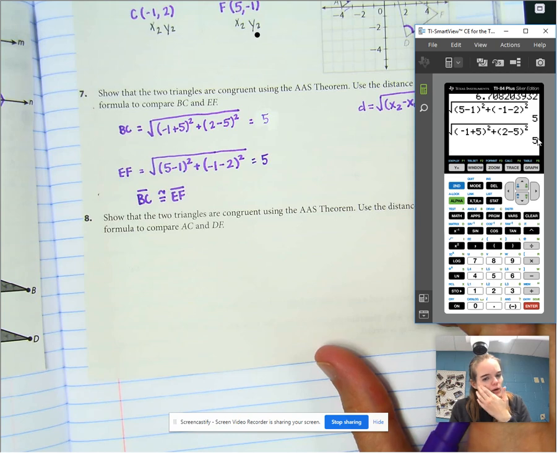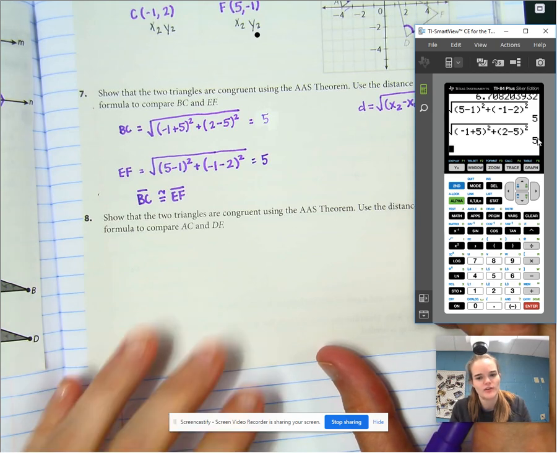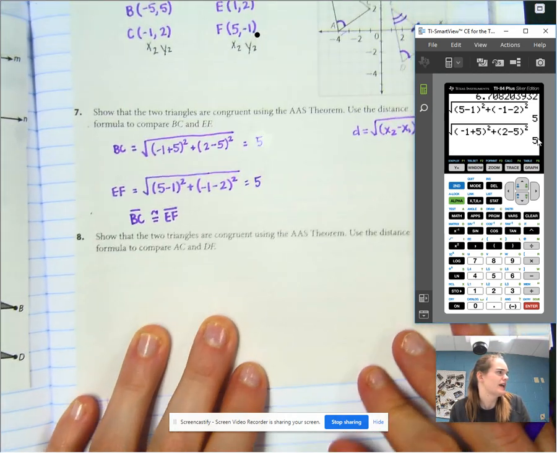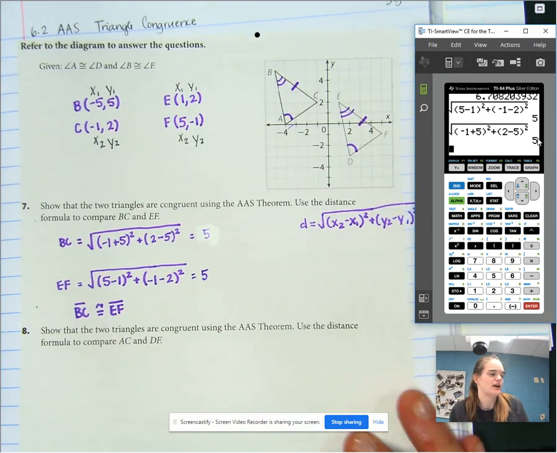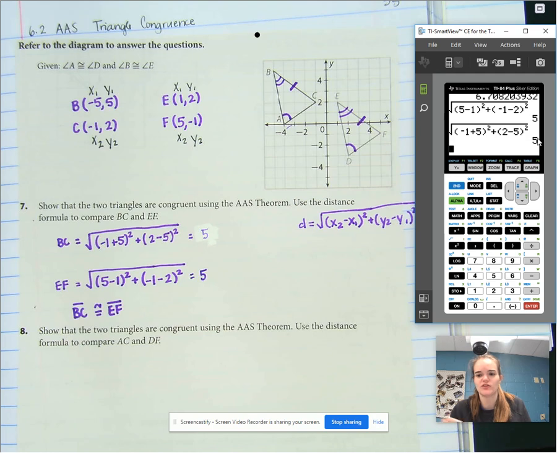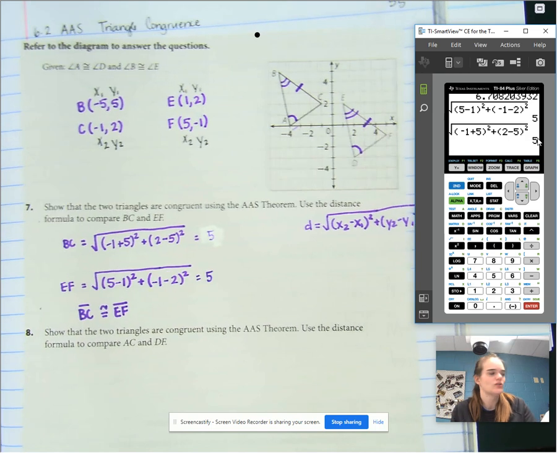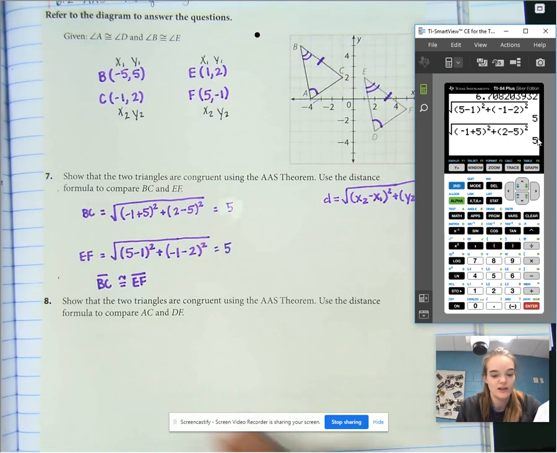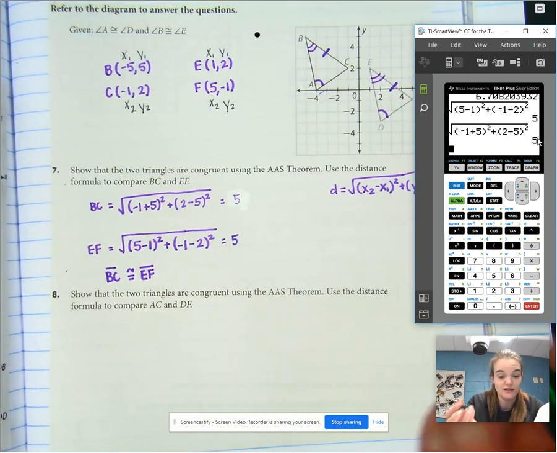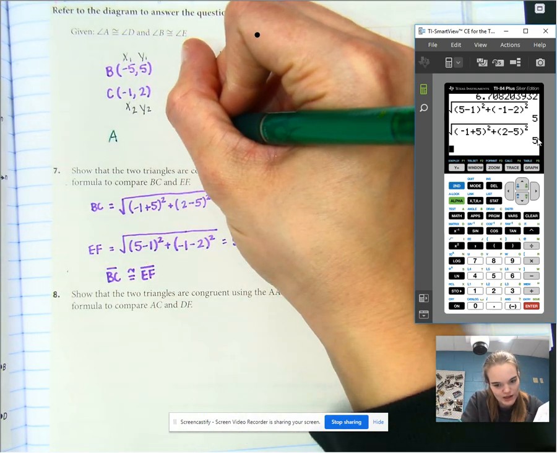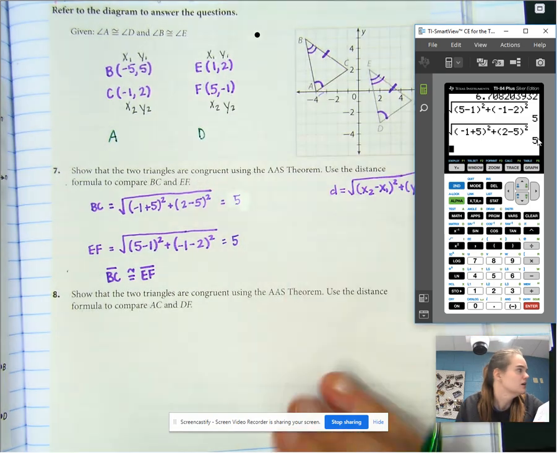All right, number 8. Same thing. We are going to be working with the other segment. So we actually proved that BC is congruent to EF already. So we already have that the triangles are congruent by angle, angle, side. But the purpose of this question is to show you that this works for other values as well, okay? So we're going to find this for AC and DF as well.